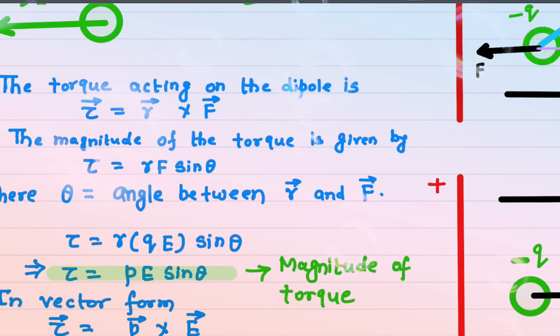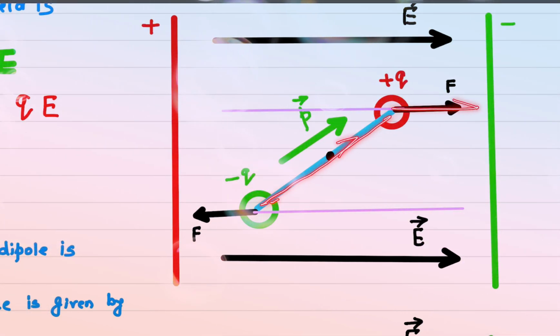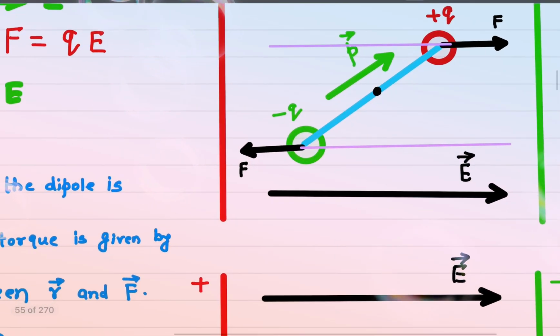So it has to be perpendicular to both the R vector and the force F vector. Here, this is the R vector, and this is the force vector. So it has to be perpendicular to both. And I will talk about how to find the direction.